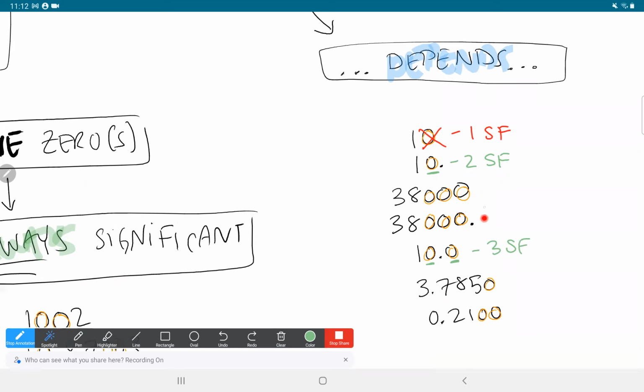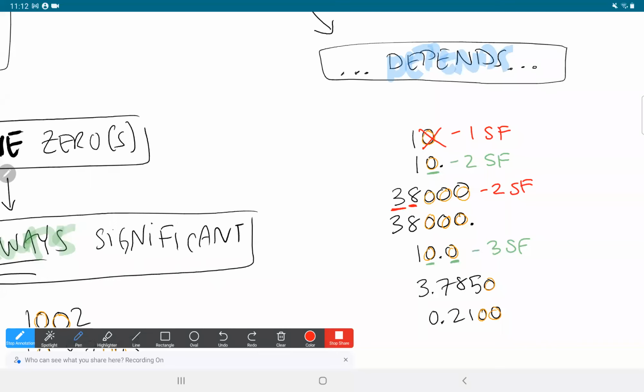All right, let's look at these two examples here. This is playing off the same rule, including that decimal. So I've got 38,000 and 38,000 point. The number 38,000, these lagging zeros are actually not significant. That number could be a rounded version of a longer number. So this number only has 2 significant figures, and those 2 significant figures are the 3 and the 8.